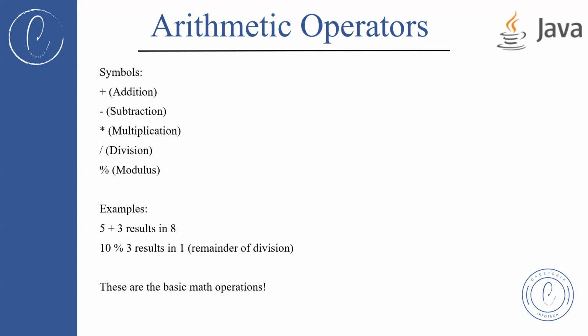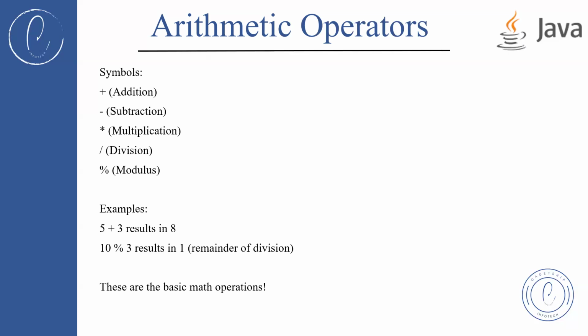We can do that in Java also by using these symbols: addition, subtraction, multiplication, division, and modulus. So what is the modulus operator? When we do a modulo of a number, that is 10 modulo 3, it returns the remainder of division. So arithmetic operators are mainly used to do all the basic math operations.